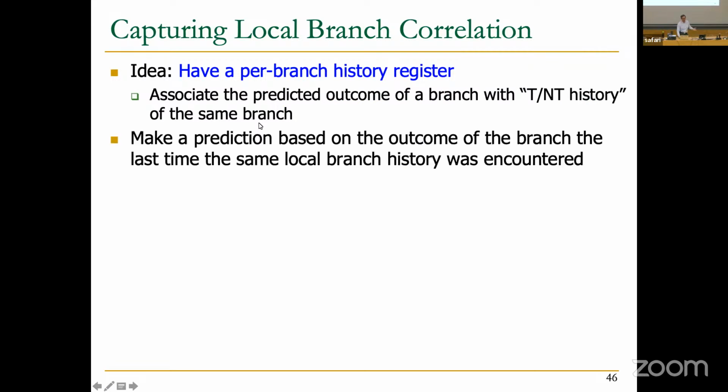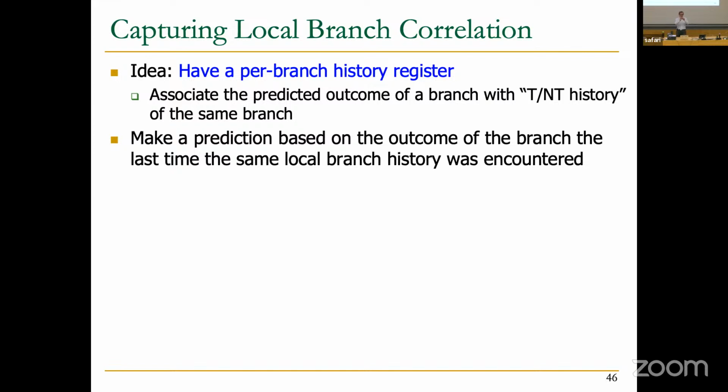That's what this per branch history register does. And then we make a prediction based on the outcome of the branch the last time the same local branch history was encountered. Previously, we had a global history register, and we looked at what happened last time I saw this global history, taken or not taken, and then added hysteresis. Here we have a local history. What happened last time I saw this local history for this branch, taken or not taken?